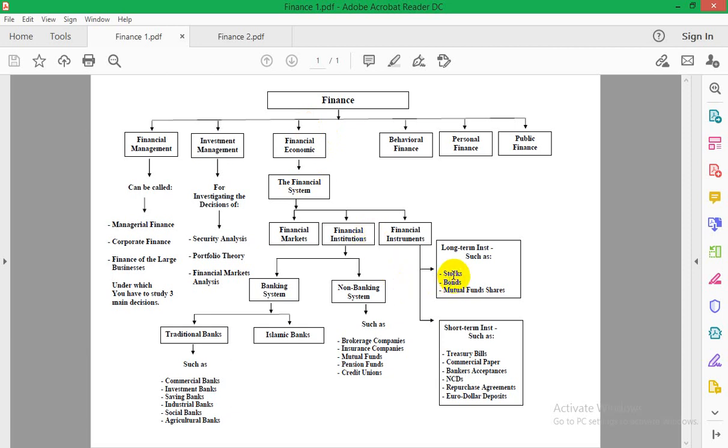Against the common stock, you are the owner. But in the case of bonds, you are a creditor for this firm. You are a money lender for this firm or corporation. So, against your creditorship, because you have lent money to this corporation, you have a specific right. You have fixed payments of interest.